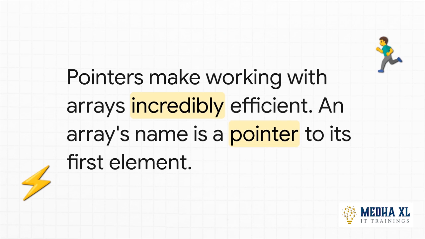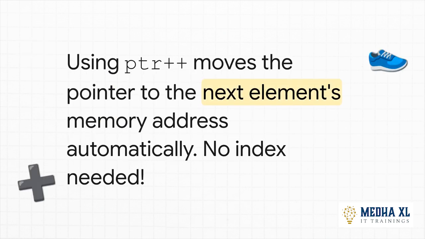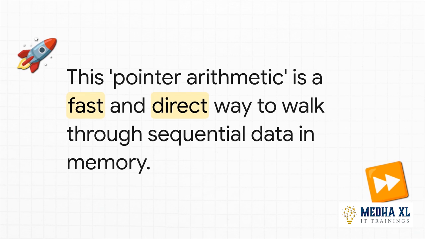Okay, another place where pointers are a total game changer is with arrays. Here's a little secret of C. The name of an array is basically just a pointer to its very first element. This means we can just create a new pointer, let's call it ptr, and aim it right at the beginning of our array. Simple as that. Now here's where it gets really cool. Instead of using an index like array[1], we can just do math directly on the pointer. It's called pointer arithmetic. When we say ptr++, we're telling the pointer to just slide over to the memory address of the next element in the array. And again, for the next one. This is an incredibly fast, low-level way to just walk through a chunk of data in memory.